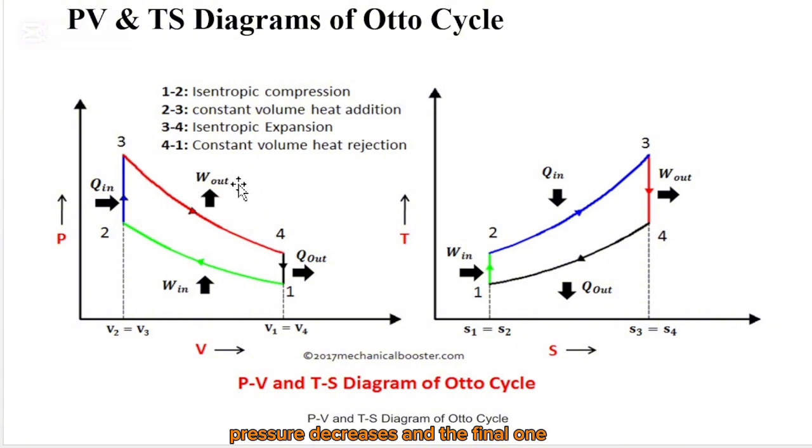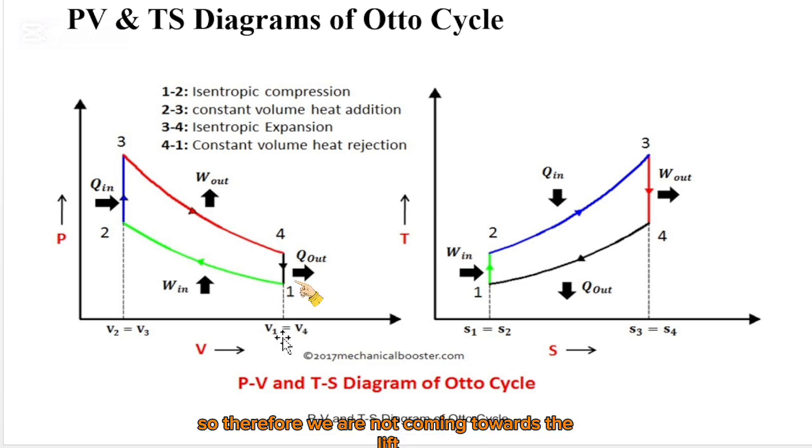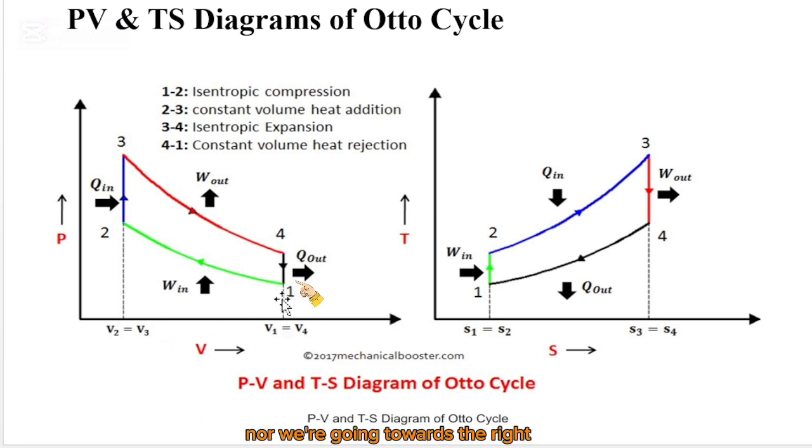And the final one is constant volume heat rejection. So volume is constant, so we are not coming towards the left, nor going towards the right. Therefore it is a straight line here. The constant volume heat rejection takes place at the bottom dead center. When the heat rejection takes place, you can see a sharp decrease in the pressure. So finally the cycle is completed. So the PV cycle is completed.